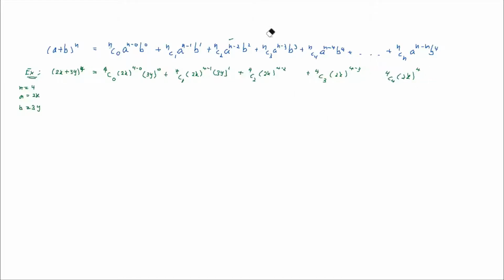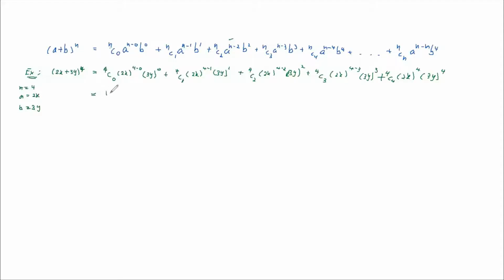Okay, we write down here. This one b is 3y. This one power 1, then next power 2, and then 3y power 2, next power 3, and then this one 3y, this one plus 3y power 4. Okay, so we check power 0, power 1, power 2, power 3, power 4. Okay, we replace all. Now we can expand.